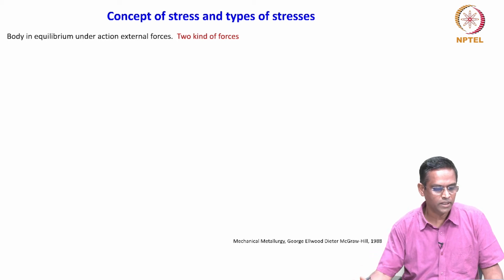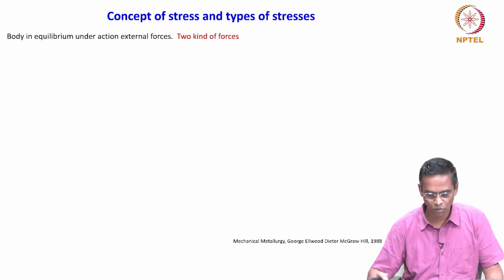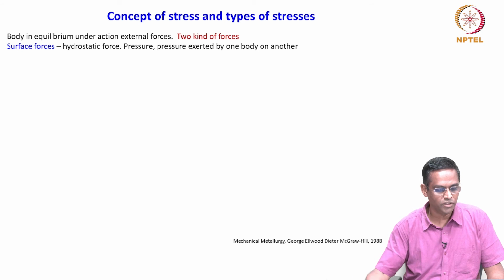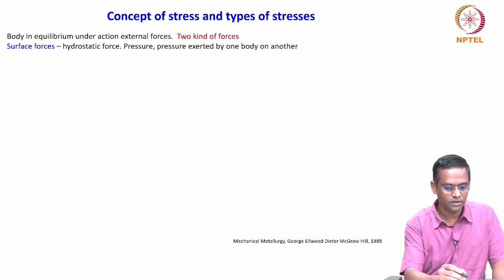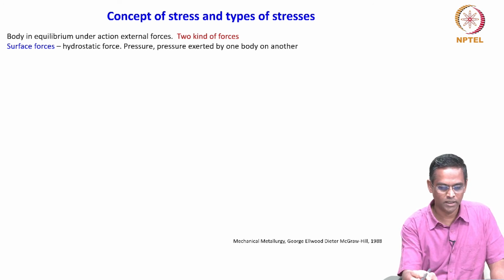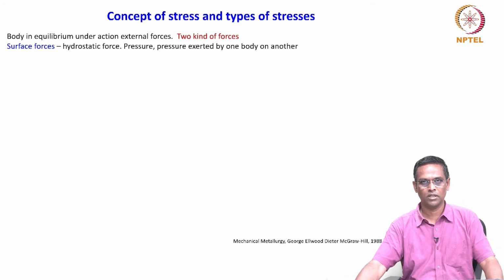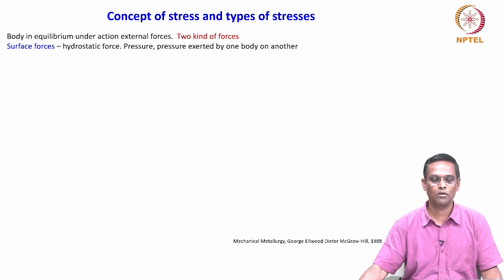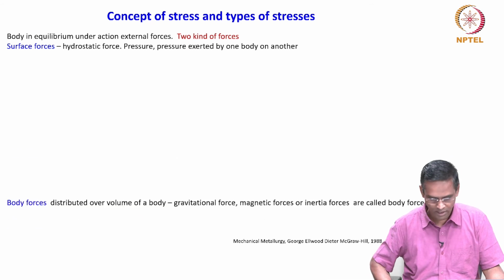When you talk about a body in equilibrium under the action of external force, there are two kinds of forces. One is surface forces. What are surface forces? Hydrostatic force, pressure exerted by one body on the other. So, we are saying that external force on a body could be two kinds of forces. One is surface forces. What is the other one?